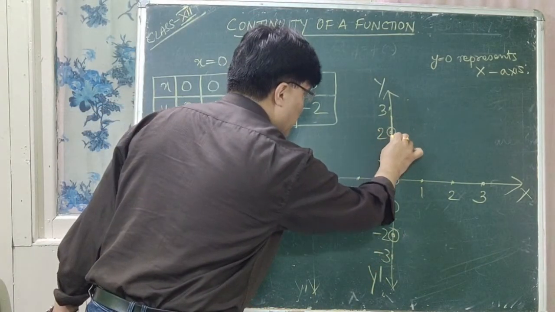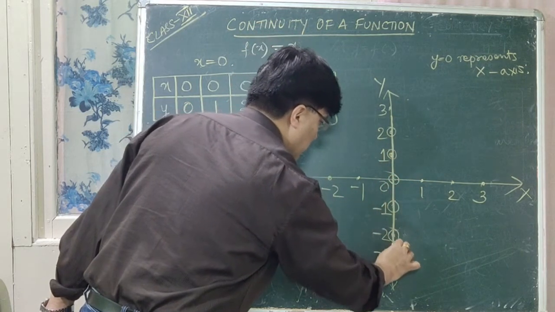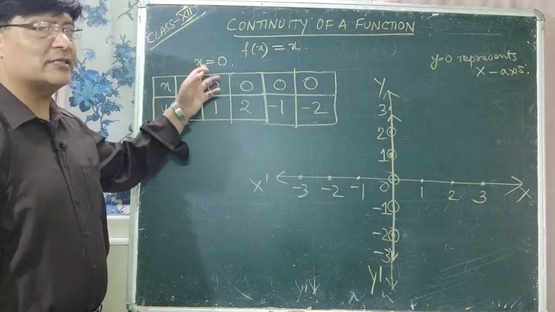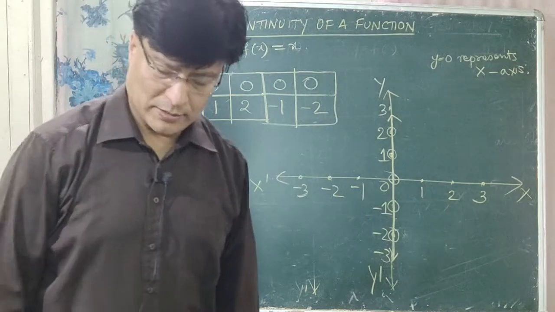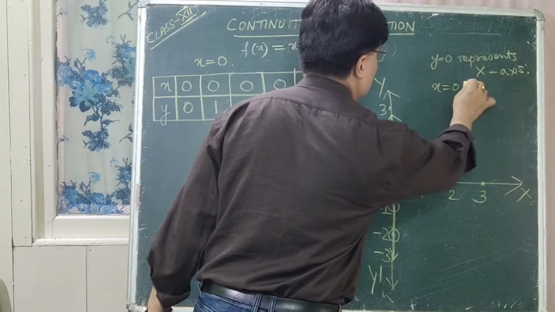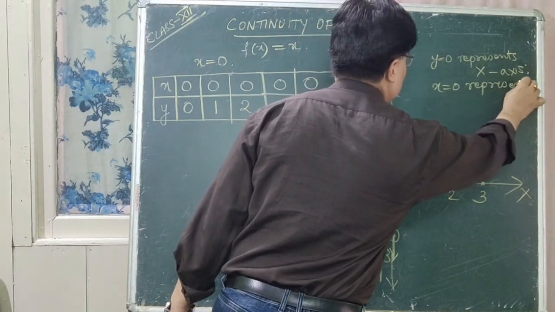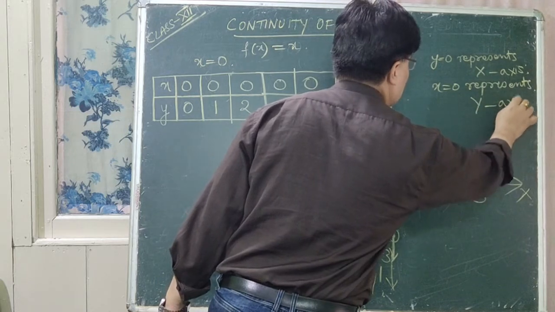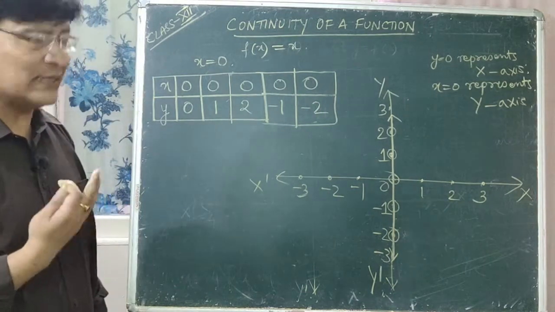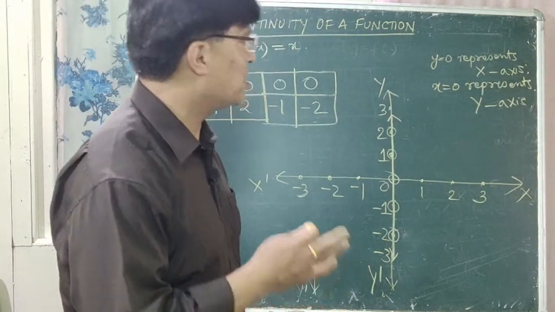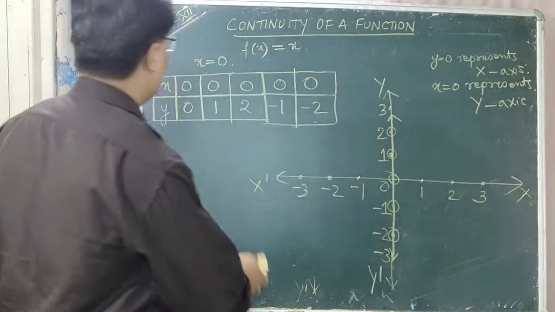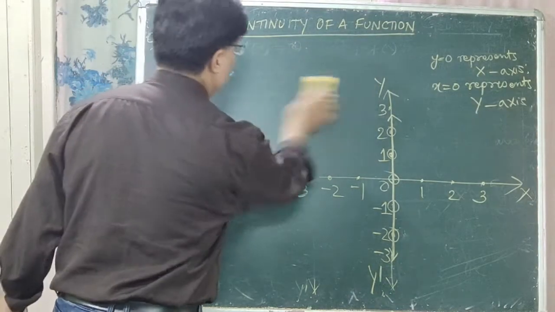So if you join all these points, you will get a graph, isn't it? You will get this y-axis. So what does x is equal to 0 represent? X is equal to 0 represents the y-axis. So y is equal to 0 will represent the x-axis, and x is equal to 0 will represent the y-axis. That is, the equation of the y-axis is x is equal to 0. Is that clear now?